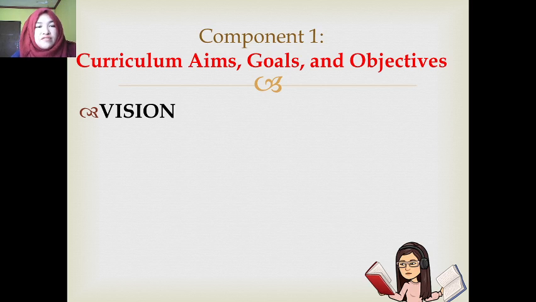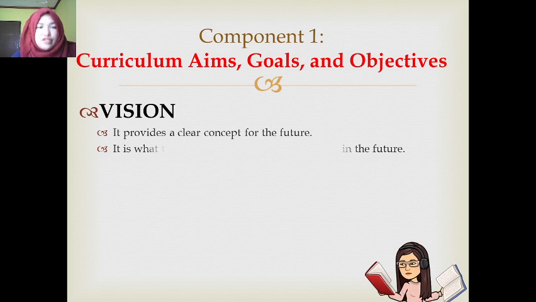So, let us first start with the vision. So, vision, it provides a clear concept for the future. No? So, from the word itself, vision. It is what the institution would like to become in the future, of course.